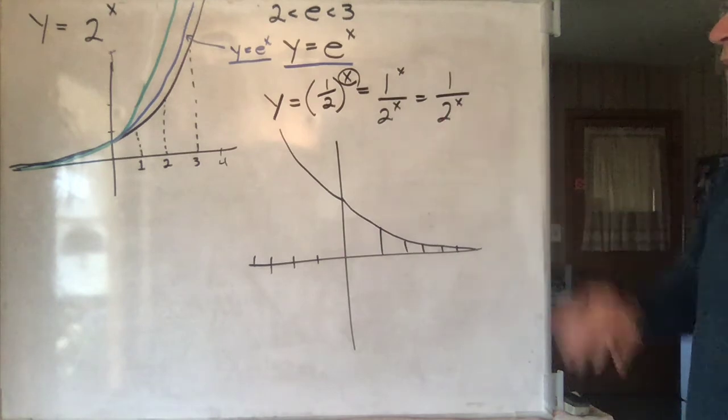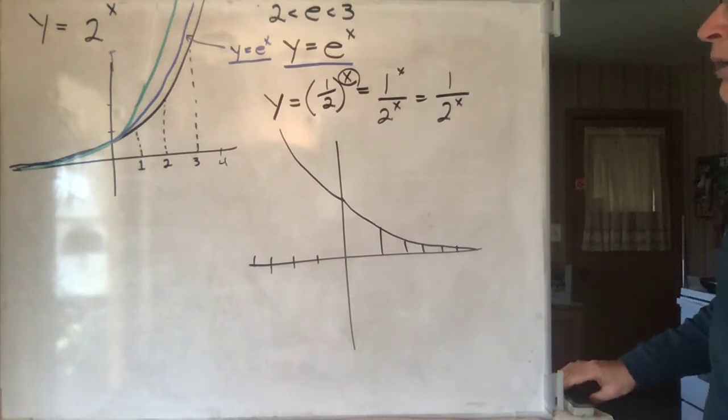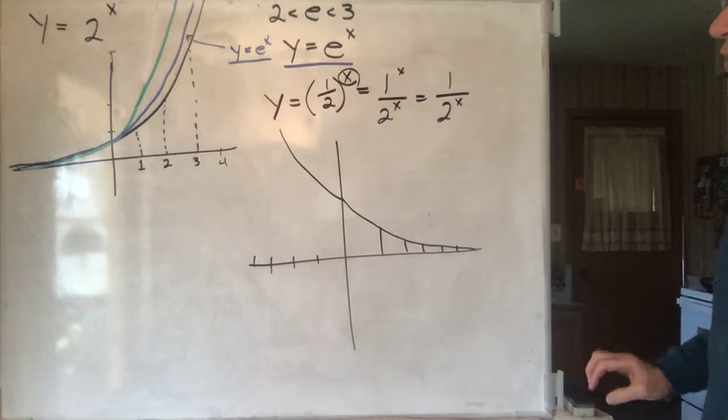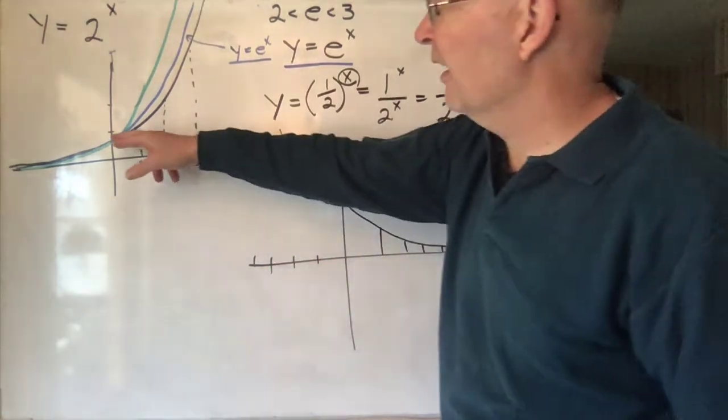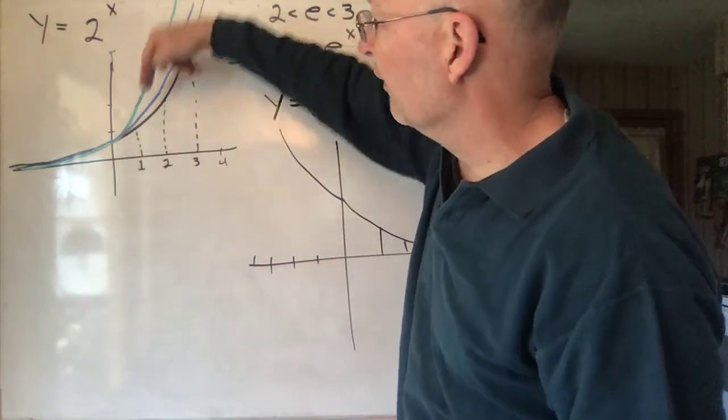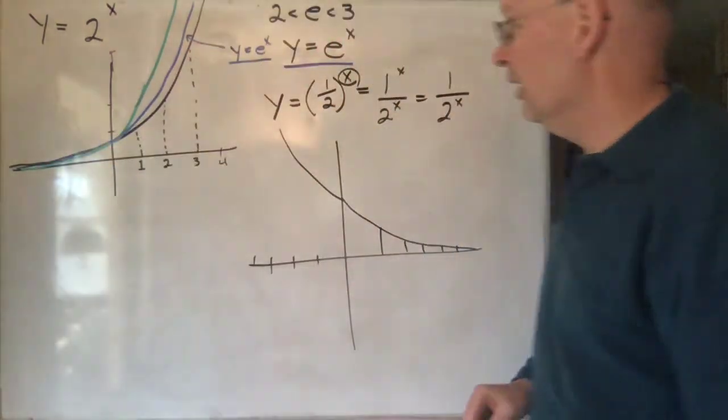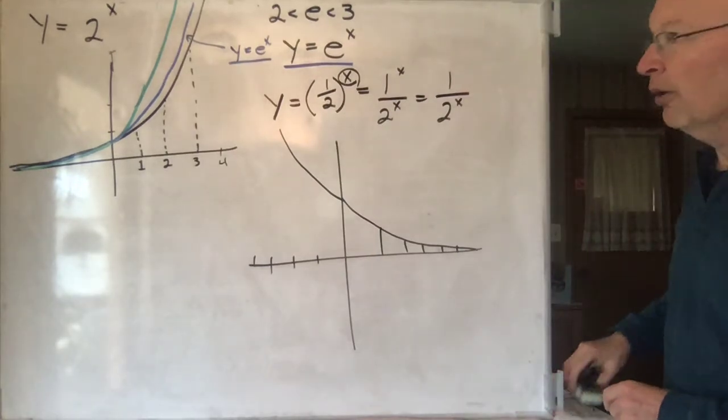So those are the main ones that you need to be concerned about. 10 to the x is just another one. You can imagine what 10 to the x is going to look like. It's going to go up even faster and go down even faster. But those are all those graphs.